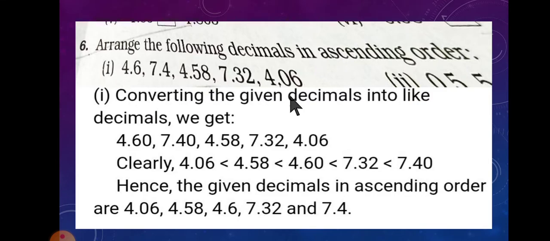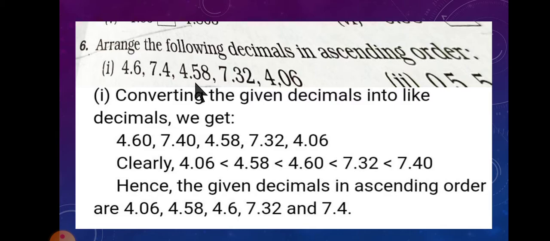Because all these numbers are in decimal form, first of all we will convert all numbers into like decimals form. Like decimals form means the number of digit places after the decimal will be the same. First we will see the highest number of digits after the decimal, which is tens and hundreds.